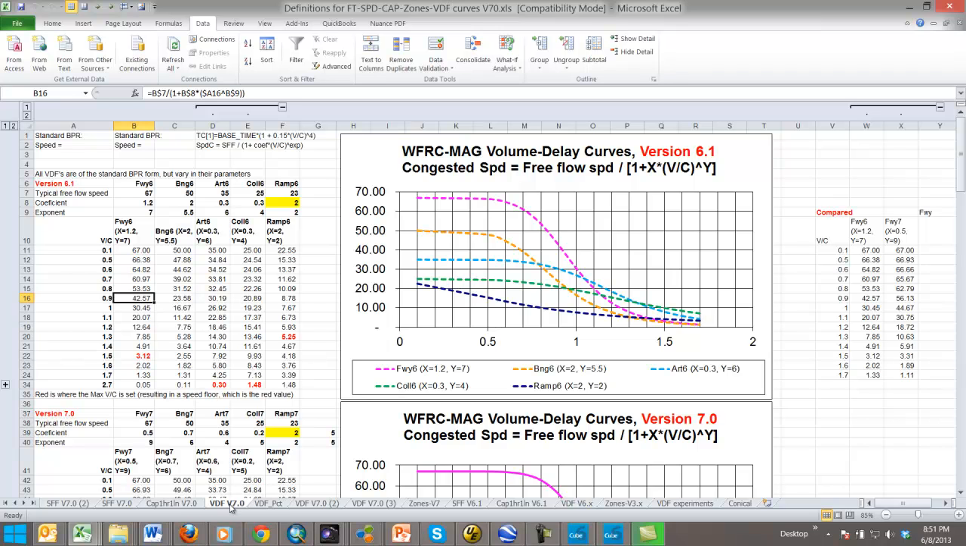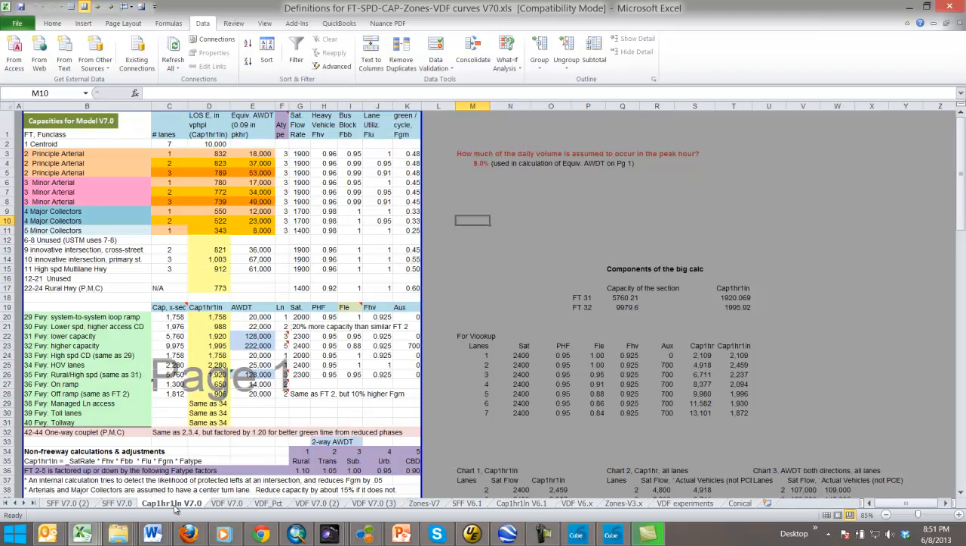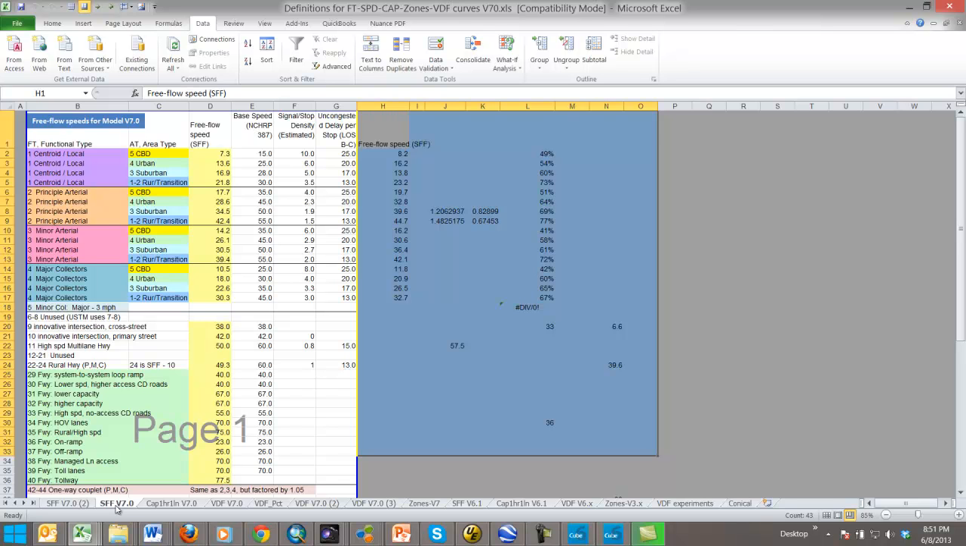So that's this file. Go to cap 1 hour 1 lane. This is how you compute capacity of roadways. And then over here is speed. Let's go to speed. So we'll talk about all of them, but first I want to talk to you about speed.